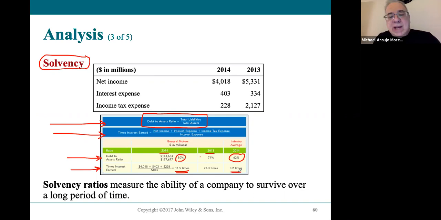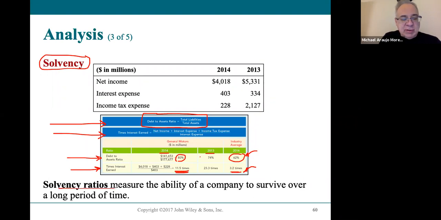So the industry, yes, has less percentage of debt in terms of debt to asset, but they're paying a significant amount of their profits towards covering the interest on that debt. Whereas for GM, at least in this year, they had over 11 times as much in profits as they owed in interest. Okay.